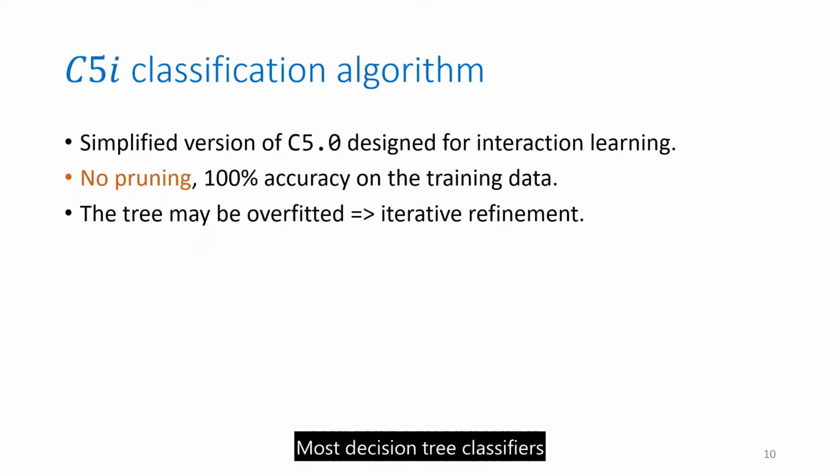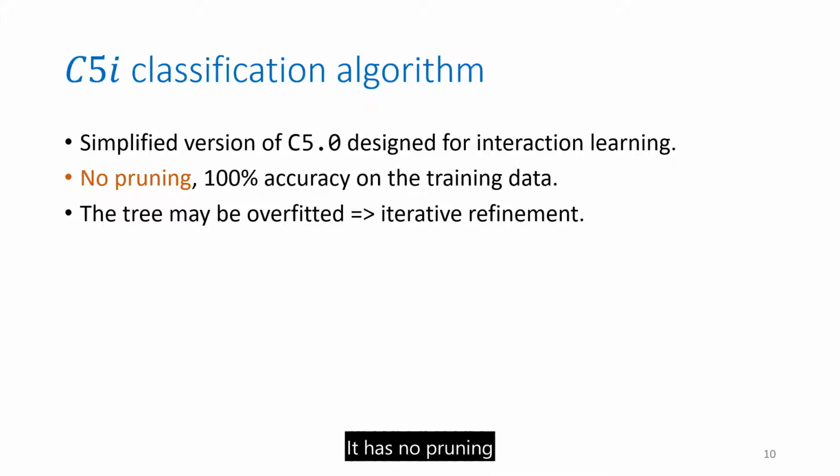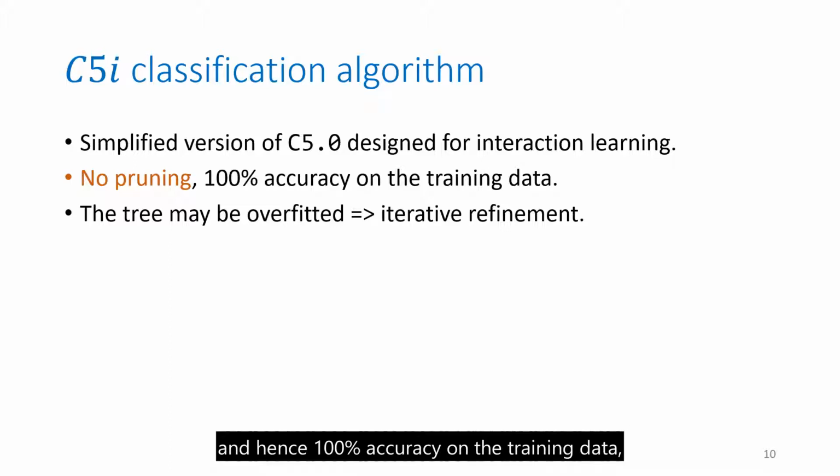Most decision tree classifiers employ pruning strategies to simplify trees and need large datasets to produce accurate results. We developed a simplified version of C5.0 called C5I for interaction learning. It has no pruning and hence 100% accuracy on the training data, but the tree may be overfitted. GenTree's iterative refinement phase is designed to mitigate this problem by generating counterexample configs to gradually correct overfitting mistakes.